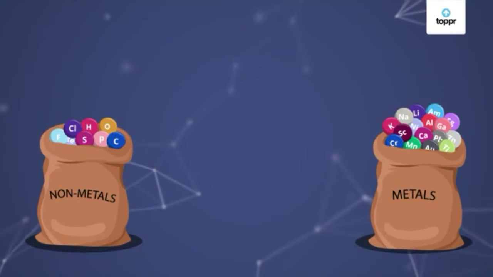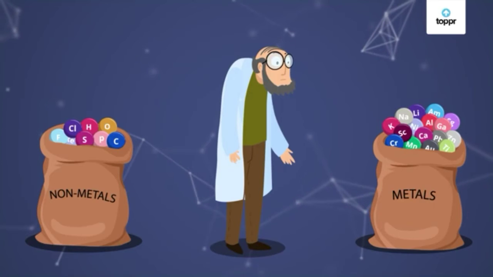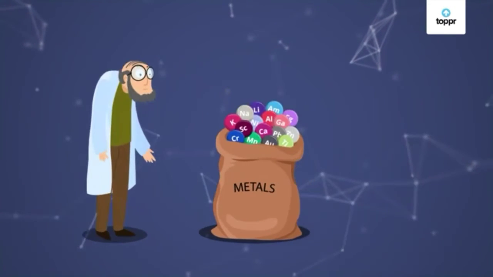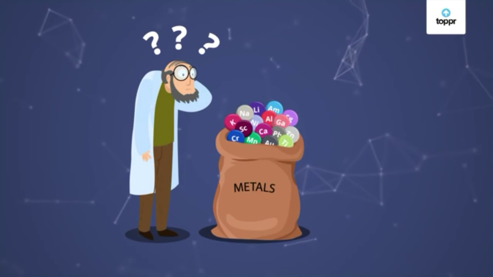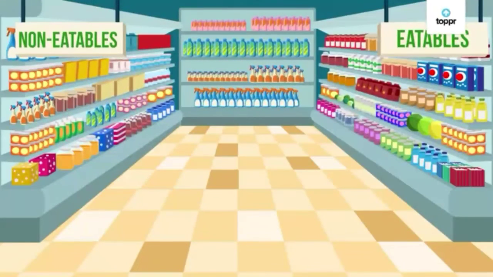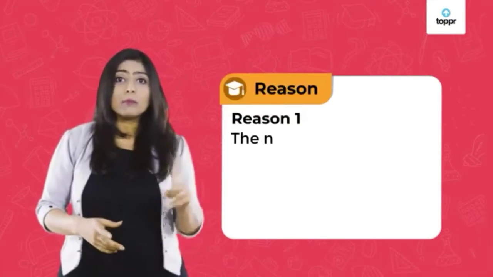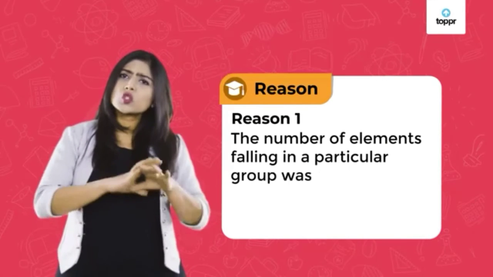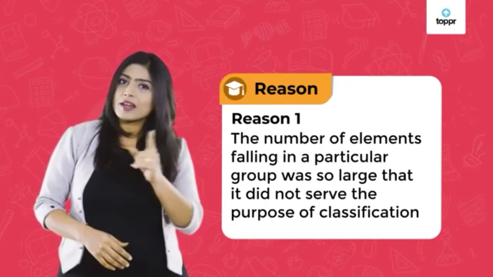While dividing elements into two groups, the scientists did not realize that they had put a lot of elements in one group called the metals. So whenever any scientist wanted to experiment with a metal having some special properties, searching for it would be a big task. It was just like arranging all the items in the supermarket in two groups, eatables and non-eatables. Still, if you want to buy a shampoo, you will have to search the entire section of non-eatables. This was the first reason due to which classifying elements in this way did not help. The number of elements falling in one particular group was so large that it did not serve the purpose of classification. Then came another surprise.